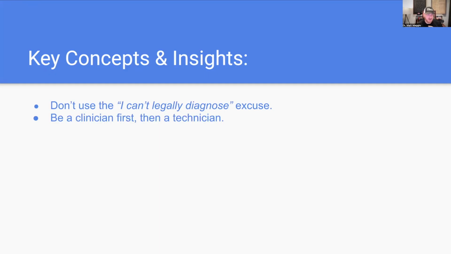Next is be a clinician first, then a technician. All of us as manual therapists, we really just want to jump into treatment. We want to use our hands. We want to get in there. And a lot of times we're just doing a bunch of random treatment, not really knowing what to do. I always say be a clinician first: collect data, do measurements, do tests, so you know exactly where to go. Then become a technician, because that's what's going to make your treatments more effective, longer lasting, and really get to the root cause of what's going on.